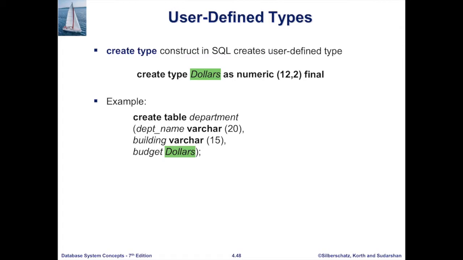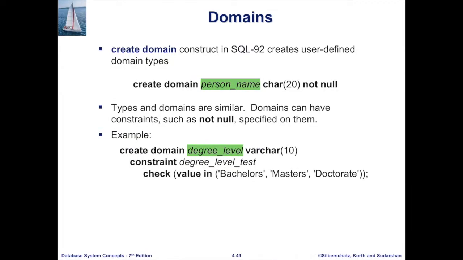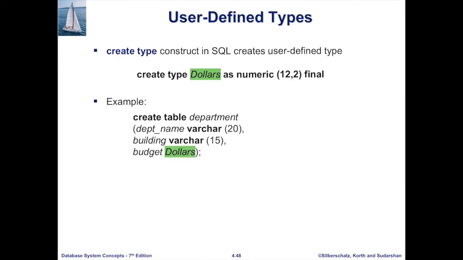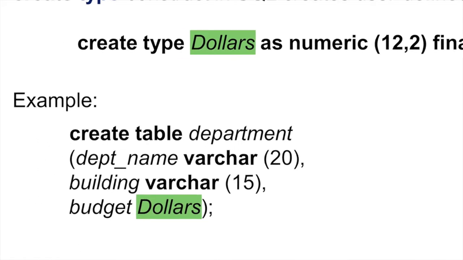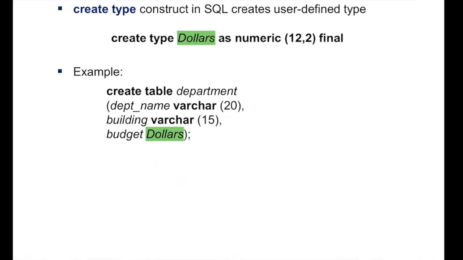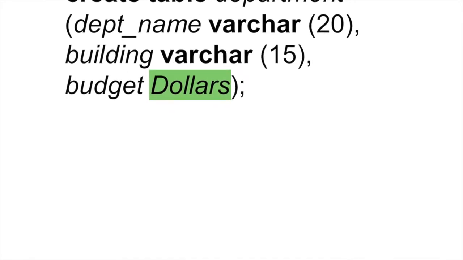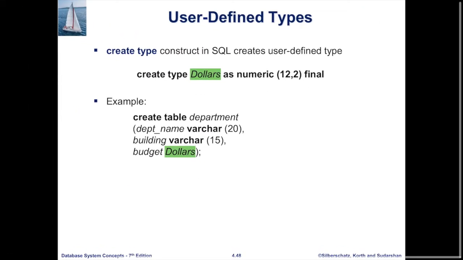So aside from the built-in data types in SQL, we can actually define customized or user-defined data types. There are two constructs here, type and domain. So let's start with the type. We can use, for example, the SQL statement create type dollars as a data type with certain specifications, and then using the type name, we can just call it in replacement of the data type. So budget now is described as dollars, and dollars is equivalent to numeric 12,2.